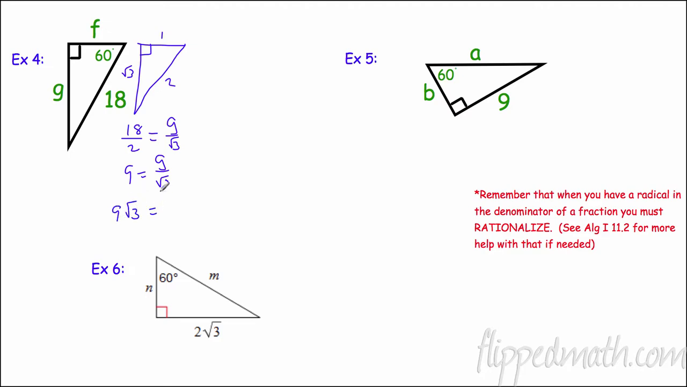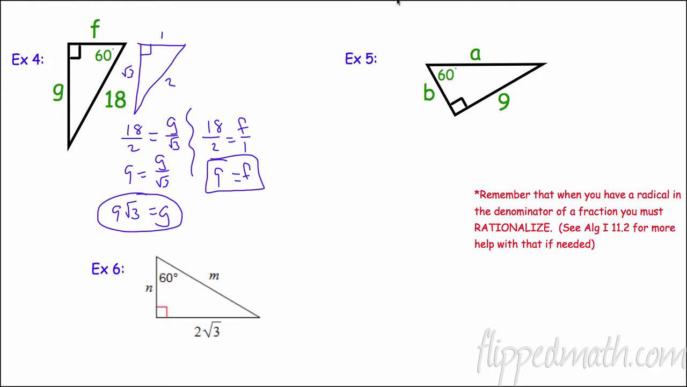It's not 9 times 3 because radical 3, the 3 is on the inside of the radical and the 9 is on the outside. All right? So now we have G. All right, let's do F. I know that 18 is the same as 2, and I know that F is the same as 1. So, again, this one, I don't really need to cross multiply because F divided by 1 is just F. 18 divided by 2 is 9, and we are done with that one.